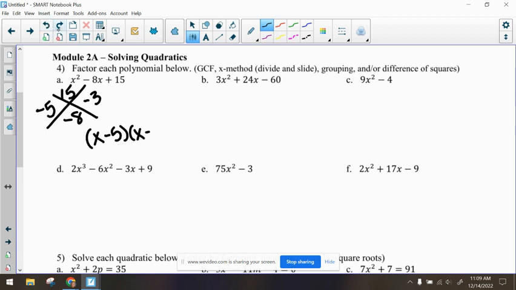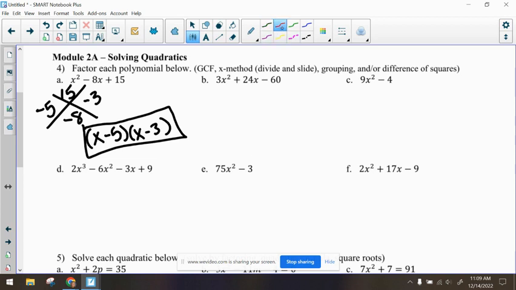And more importantly, I don't need to solve this one. These are all factoring problems. Factoring means I finish at parentheses. If I added an equal sign, which you'll notice question number 5 has, that would mean we were solving.